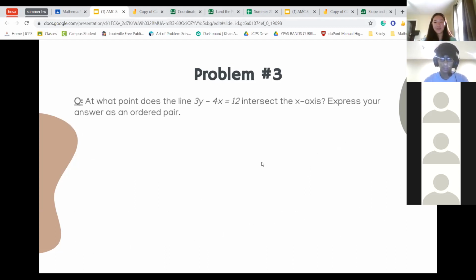Okay, so our third question is, at what point does the line 3y minus 4x equals 12 intersect the x-axis? So express your answer as an ordered pair, and an ordered pair is just like x comma y. So just like your typical point, that's all it's saying.